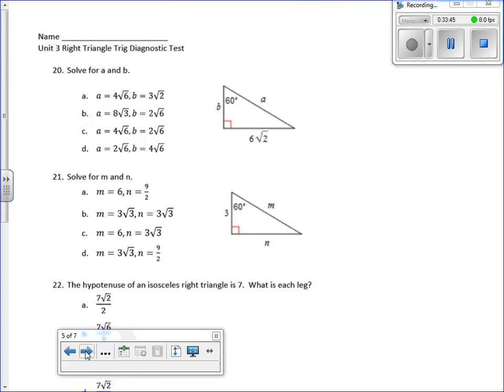All right, number 20. Solve for A and B. Oh, here we go again. We have our special right triangles. And so this is a 30, 60, 90.